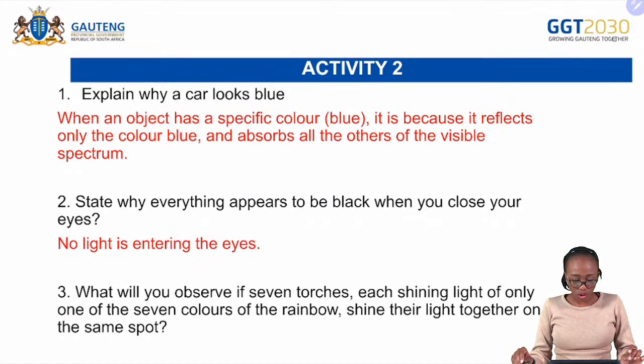And then state why everything appears to be black when you close your eyes. This is because no light is entering the eyes. Try closing your eyes now and see the black that appears. This is because no light is entering the eyes.